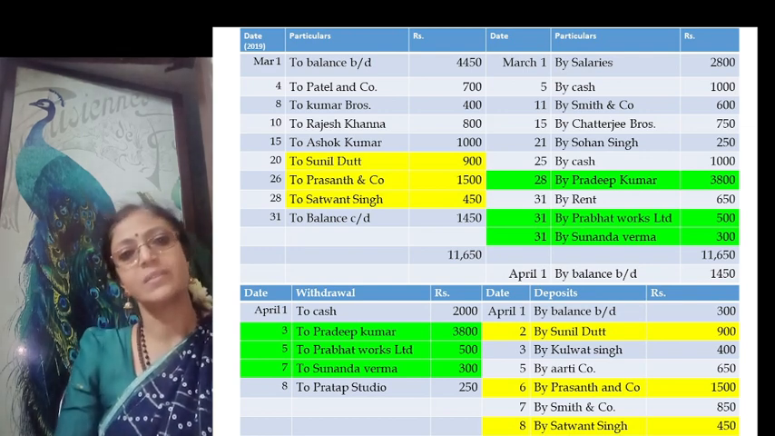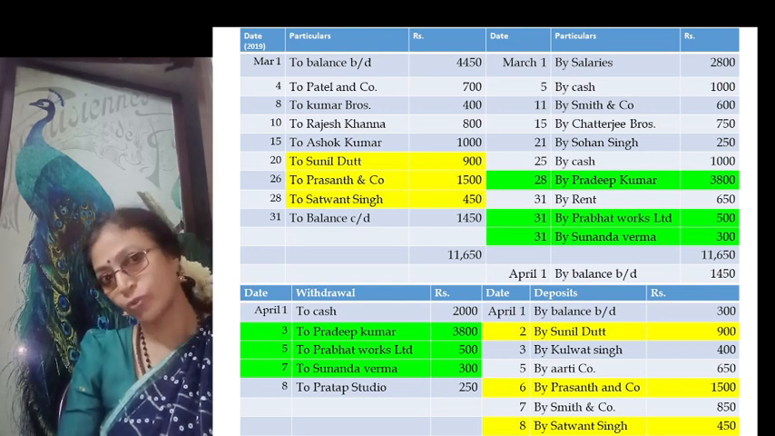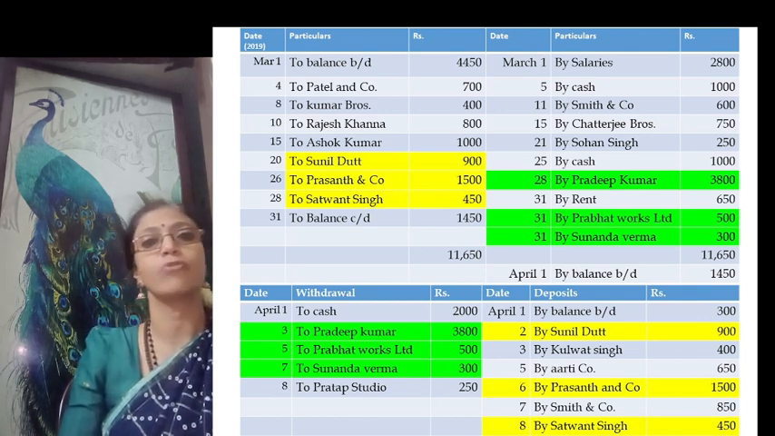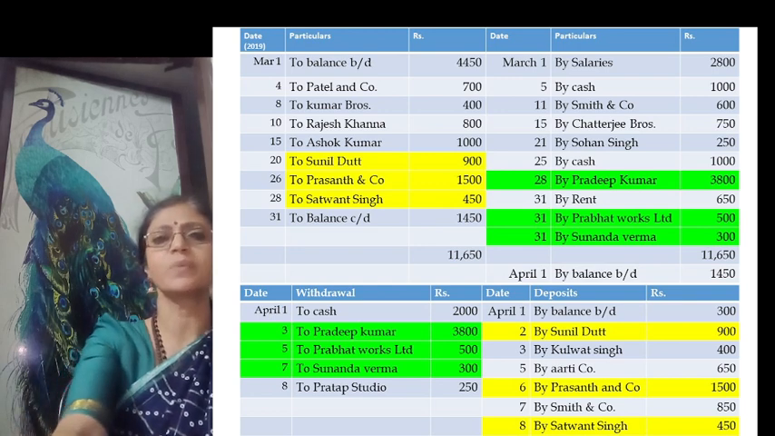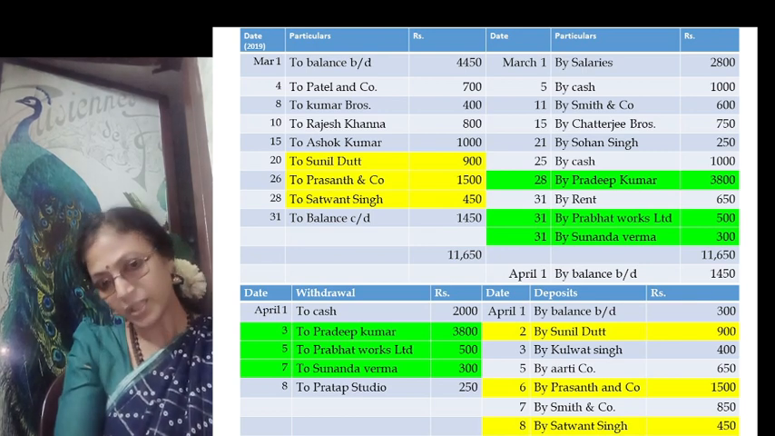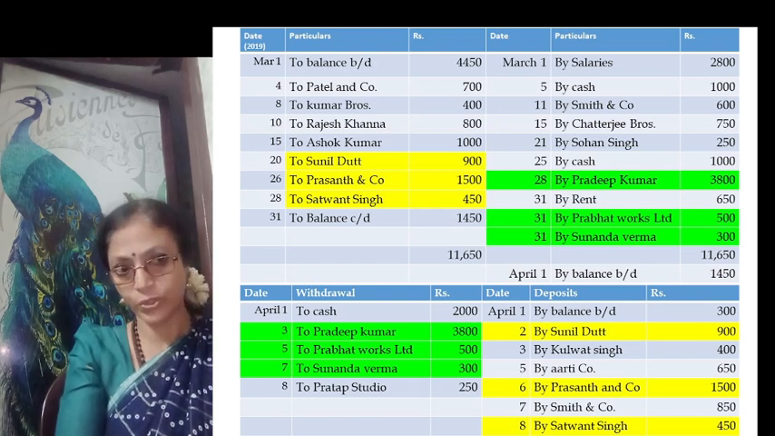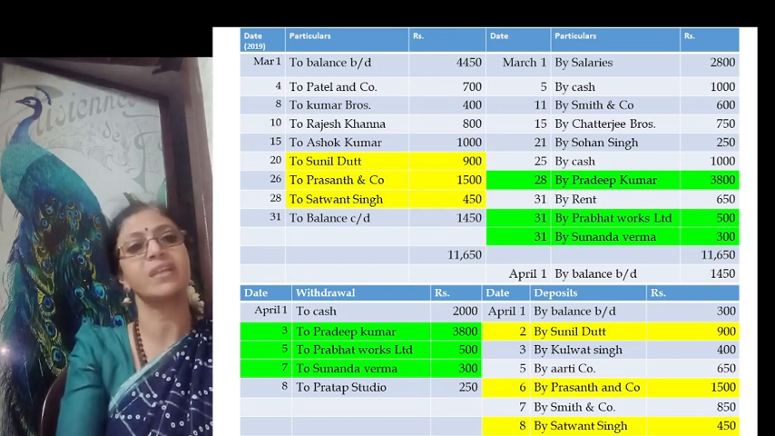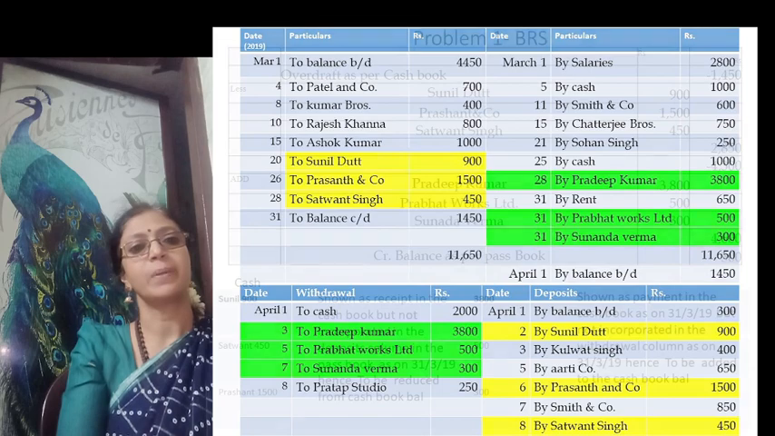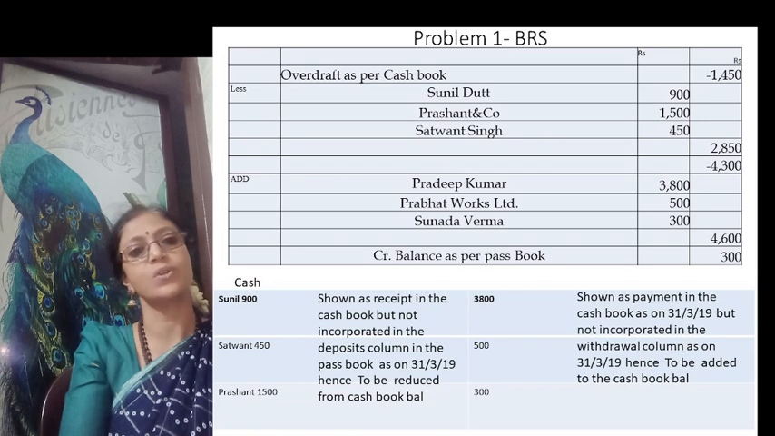But there are three items. As on 20th of March, we paid Mr. Pradeep Kumar rupees 3,800. We paid as on 31st of March to Mr. Prabhat a sum of rupees 500, and to Mr. Sumant we paid a sum of rupees 300 as on 31st of March. If you look into the bank passbook, these amounts have been withdrawn on April 3rd, 5th, and 7th. Pradeep Kumar's amount has been withdrawn on April 3rd, Prabhat's amount has been withdrawn on April 5th, and Sunanda's amount has been withdrawn on 7th of April.